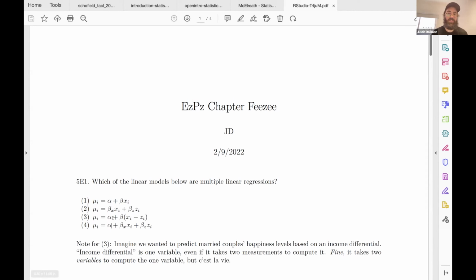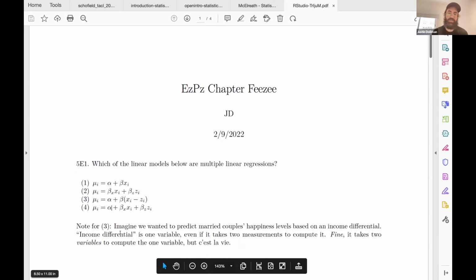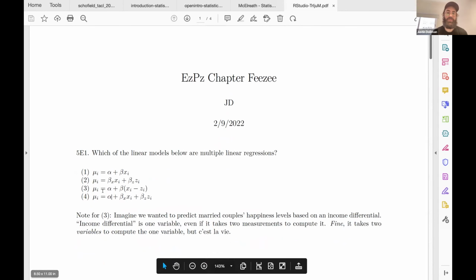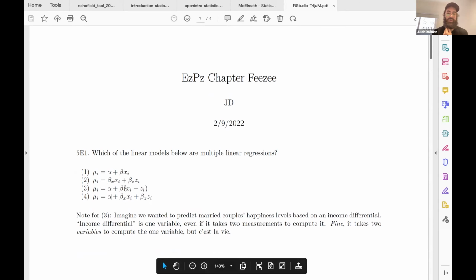Here you see that there are 2 measurements made, but they get turned into 1 variable. So I'm pretty sure everyone would call this simple linear regression. And the way that I thought about it, to use a non-vegan metaphor, to put some meat on the bones of this example, is: imagine we wanted to predict married couples' happiness levels based on an income differential.